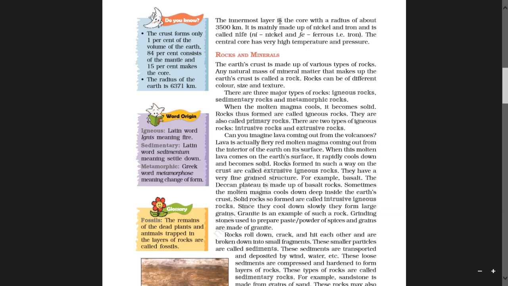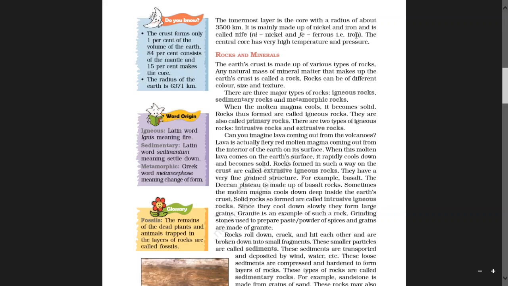The innermost layer is the core with a radius of about 3,500 kilometers. So the third layer, or the innermost layer of the earth, is the core, boys. It has a radius of about 3,500 kilometers. It is mainly made up of nickel and iron and is called NiFe. Ni is nickel, and from Fe, ferrous, that is iron.